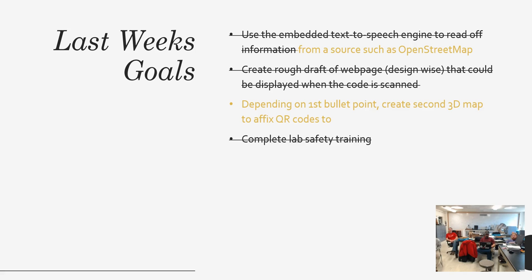Looking at last week's goals, I wanted to implement the text-to-speech engine in a website to read off information. I did that, but trying to pull information from OpenStreetMap has been a little bit of a challenge. That's something we talked about a few days ago that I'm still trying to work on. I created a rough draft of a web page, and I'll talk about that in a second. Eventually, we'll see about creating a second 3D map to implement the QR codes. And I also completed lab safety training that was sent to me.